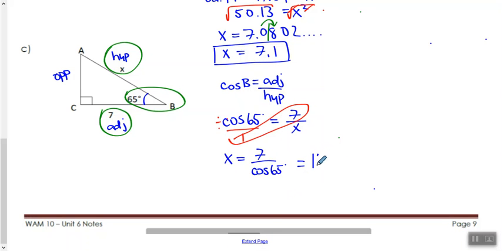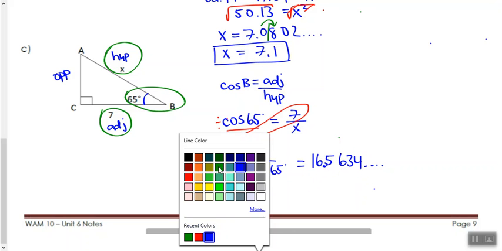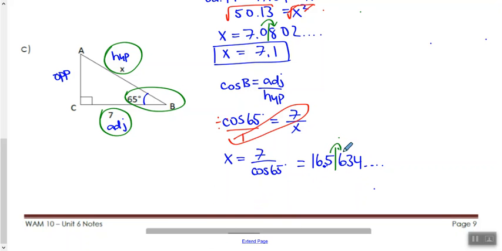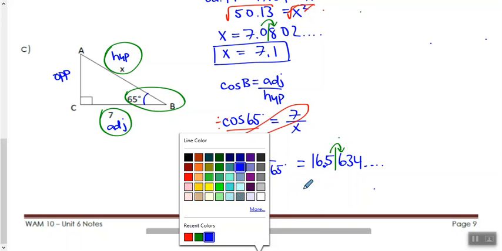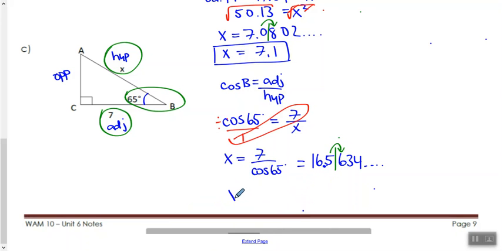we get 16.5634, and so on, to 1 decimal place. Stopping there, take a peek over, I'm going to have to round that 5 up to a 6. So x equals 16.6, and we don't have units, so x is 16.6.